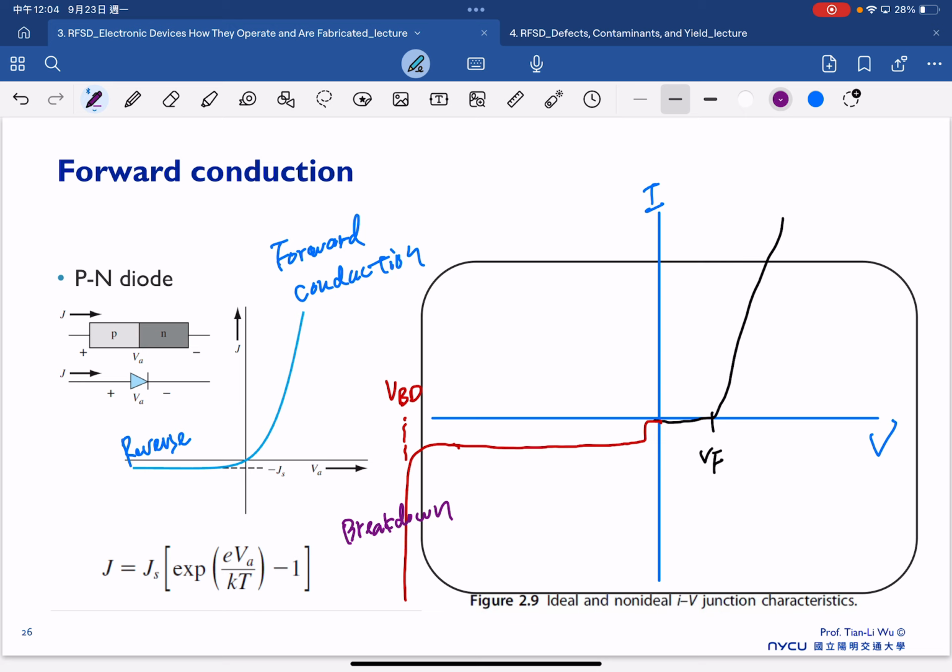Of course, there is a lot of physics to explain why the breakdown happens here, but probably we won't talk about it at this moment. One more thing is that in most cases, you won't actually see the reverse current so small, but usually it gradually increases as you increase the reverse bias. This is because of leakage current, and it's pretty common to see in the devices you are testing or fabricating.